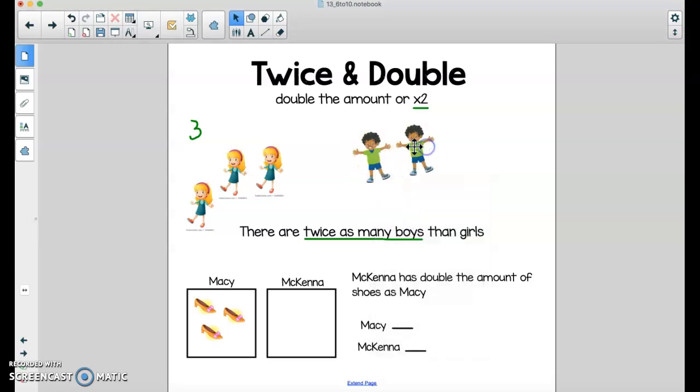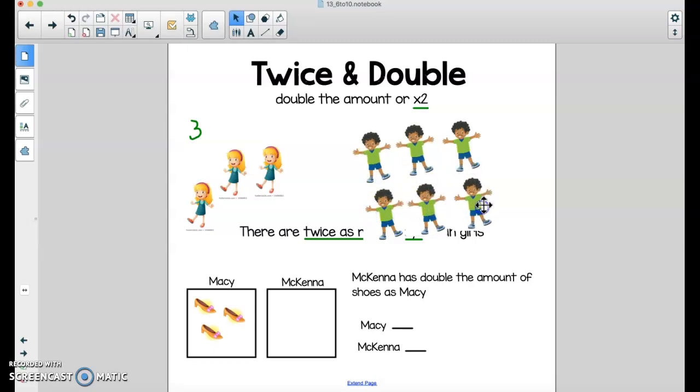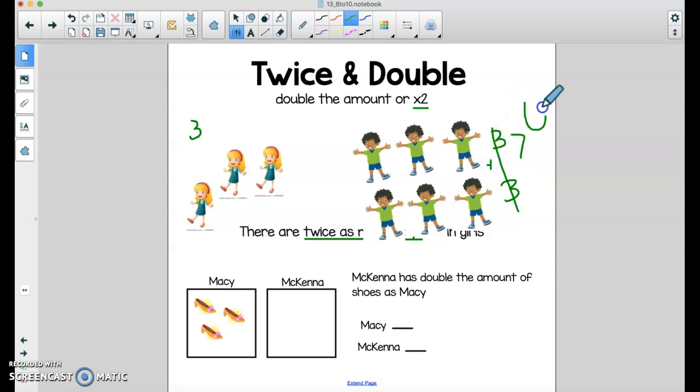So there'd be 3 boys for sure, but there's double that amount. There's a whole other group of that. There's another group of 3. So now there's 3 here, but then we would do a group of 3 because that would be the same, and another group of 3 is double. So total, 3 plus 3 equals 6. That's supposed to be an arrow, by the way.